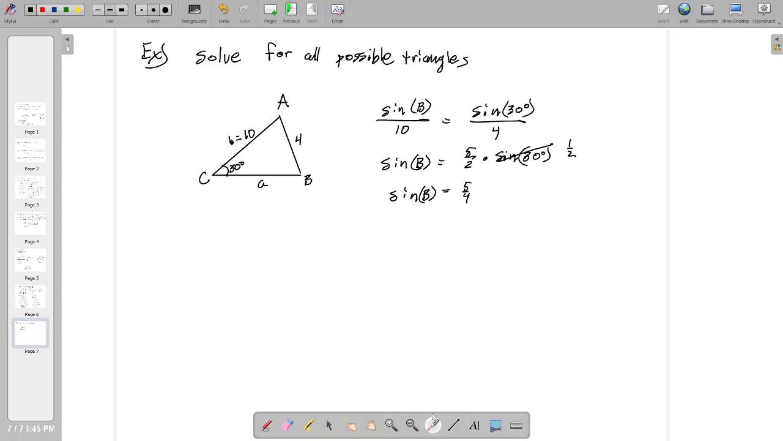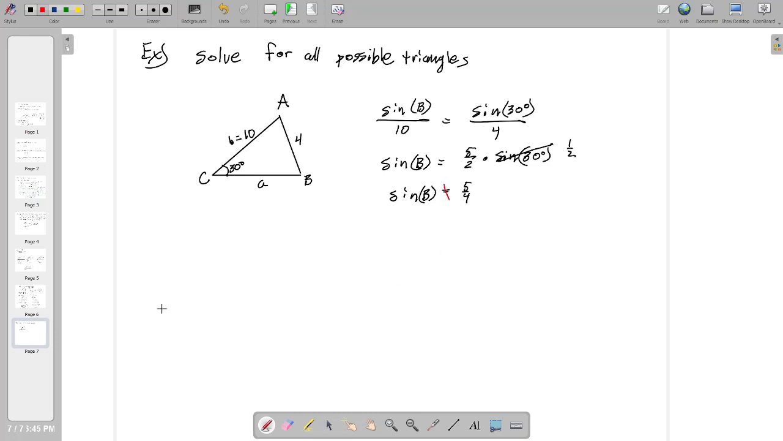Now, what we're looking for is for what angle B, sine gives us 5/4. And think about that for a second before you go looking for it, or before you plug it into a calculator. Think about the value of 5/4 and the range of sine. Remember, sine can only give a number between -1 and 1, but 5/4 is 1.25. It's outside the range of sine. Therefore, this is actually impossible.